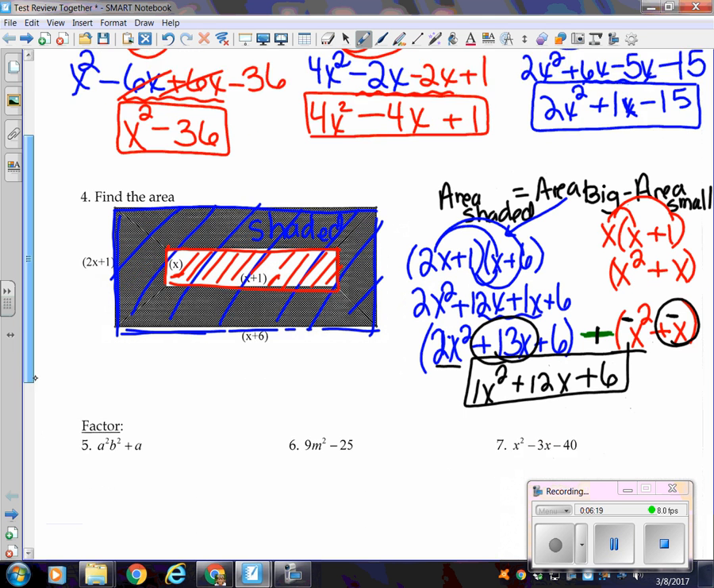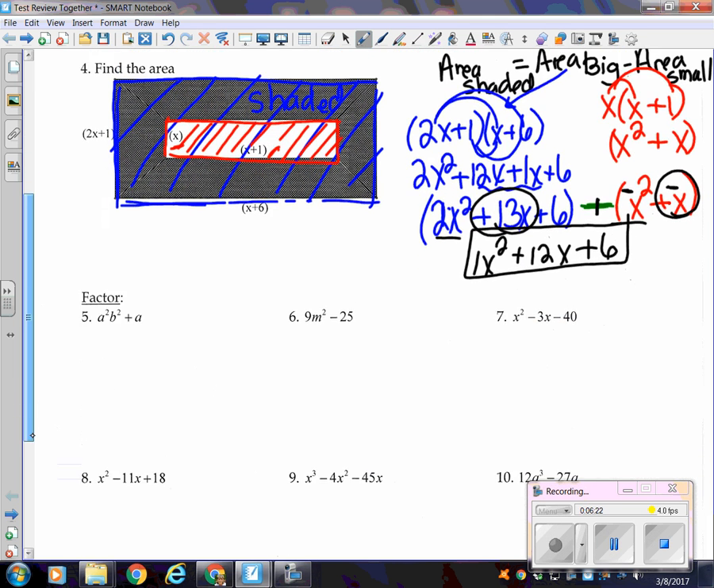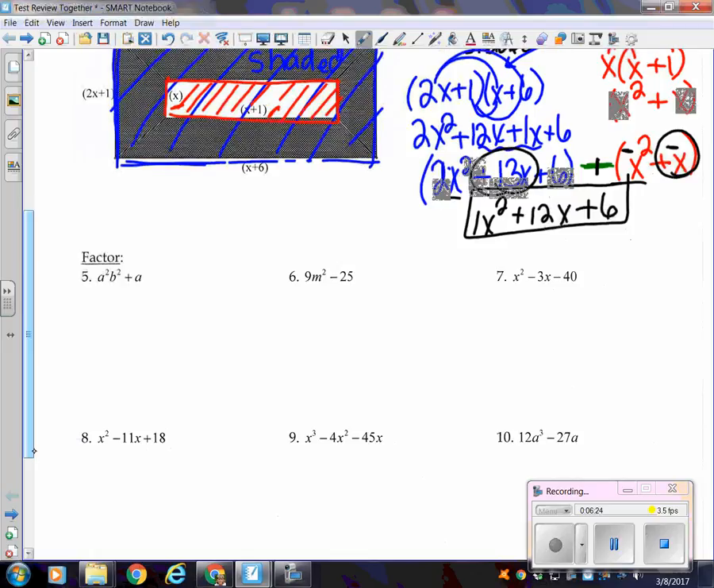All right, that was our review of multiplying. When you multiply, everything in one parenthesis has to be multiplied by everything in the other parenthesis.